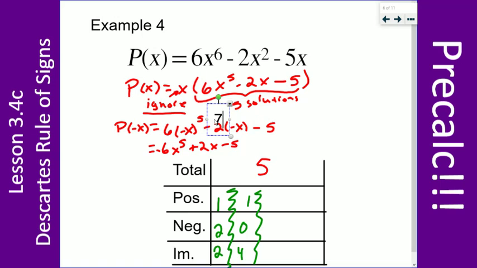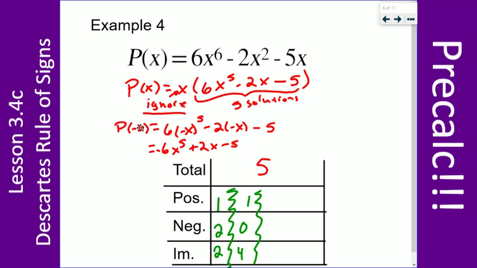Whoops. Where'd you come from, little 7? Go away, please. Thank you. Okay, so this is the new function we're going to look at: 6x to the 5th minus 2x minus 5. If we look here, there are 5 solutions. That's our total number of solutions that can be either positive, negative, or imaginary. In the parentheses, we start off with 6x to the 5th minus 2x, so that's positive to negative. There's 1 sign change. Negative to negative, we stay at 1 sign change. So there's 1 positive real root.